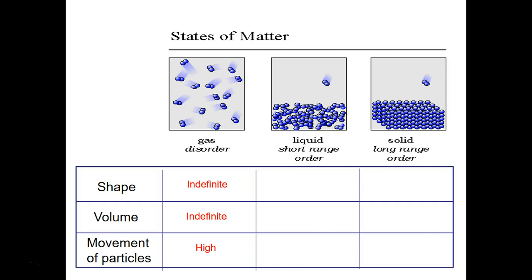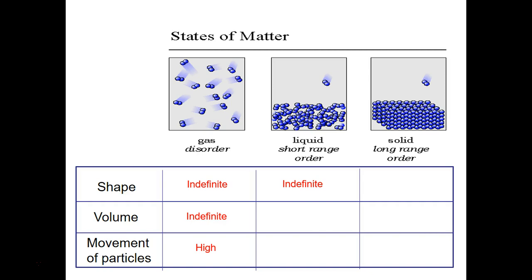Now let's talk about liquids. Now we all know that a liquid will fit the shape of any container you put it in. So that means it also has an indefinite shape. If you take water and put it in a square container, the water will take the shape of a square. If you put it in a round container, it'll take the shape of a round.